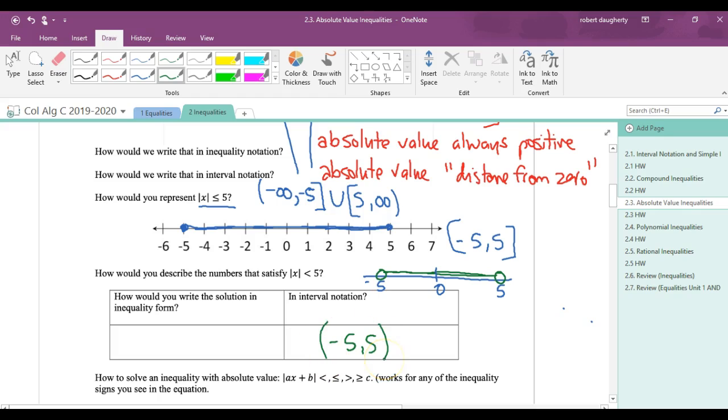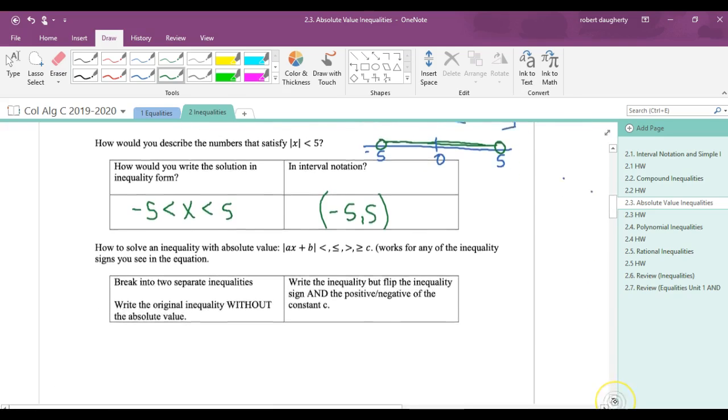Parentheses, okay? If I were writing this as an inequality, it would be x is what? Less than 5, greater than -5. So that's what this means: all the numbers that are less than 5, but at the same time greater than -5. Okay? So absolute value introduces a little bit of complexity to our problems. So we're going to cut through that complexity, and we're going to come up with a rule for how we deal with that.